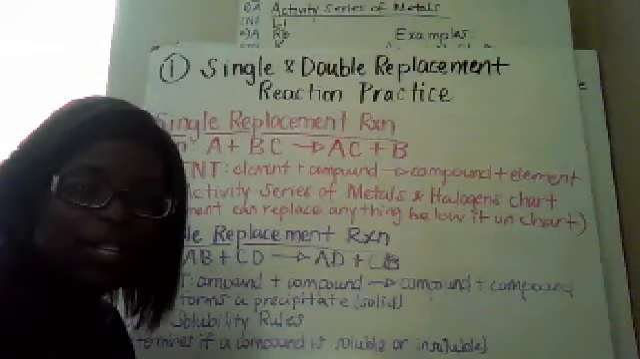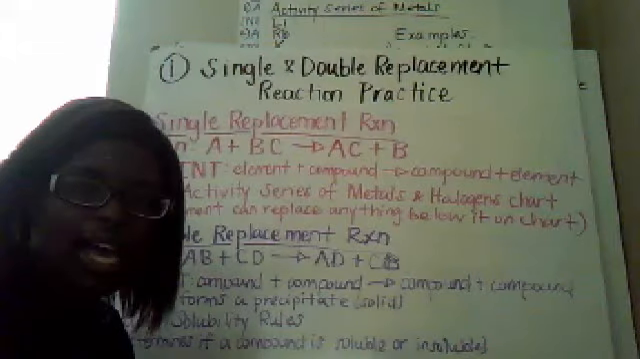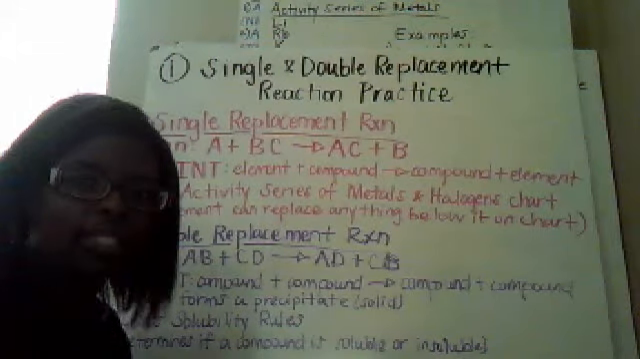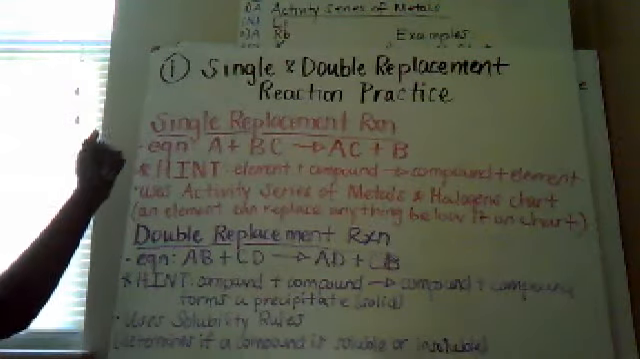So at this point, you already know that there are 5 types of chemical reactions. This video is going to emphasize single replacement and double replacement reactions. So what you have already on this first board are things that you should remember.